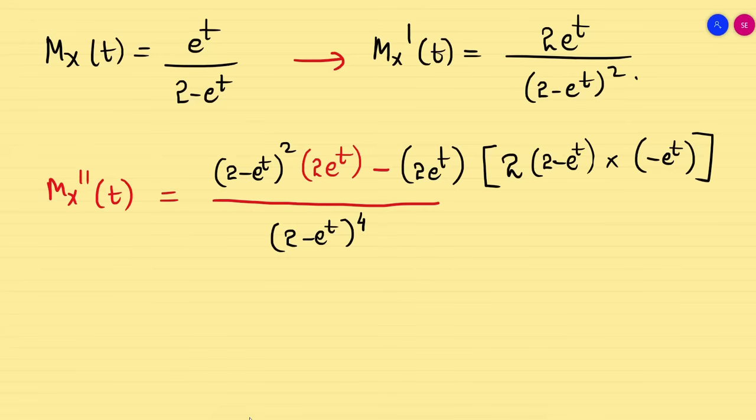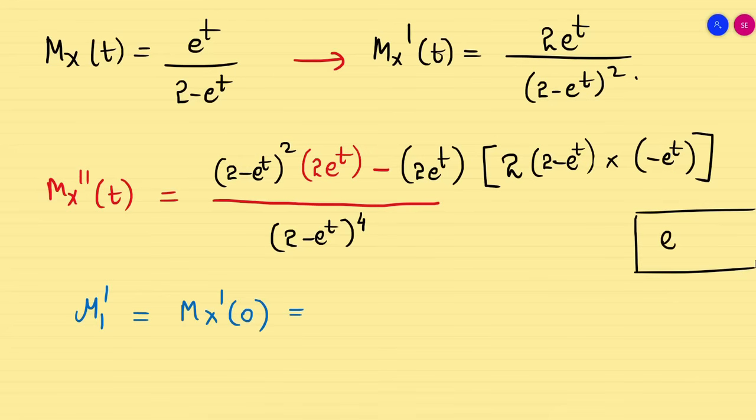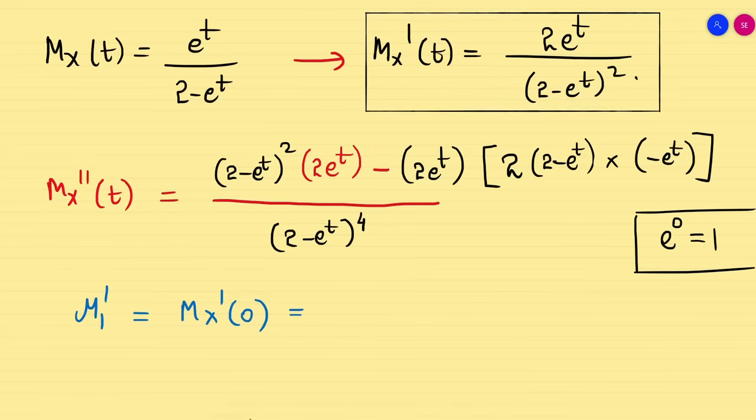Now my aim is to find mu1 dash. Mu1 dash is what? Mx dash of 0. My mx dash of 0 is what? Simply put t equal to 0. So we know that e of 0 is going to be 1. So when I use this, I'm going to get the answer immediately. My numerator is e power t, that is e power 0, is 1. Here 2 minus 1 is 1. 1 square is 1. So 2. My mu1 dash is 2.